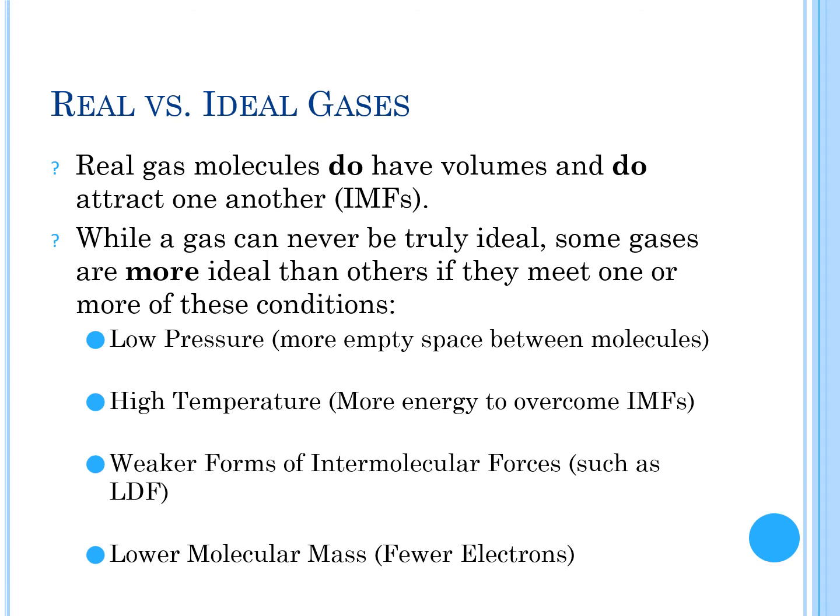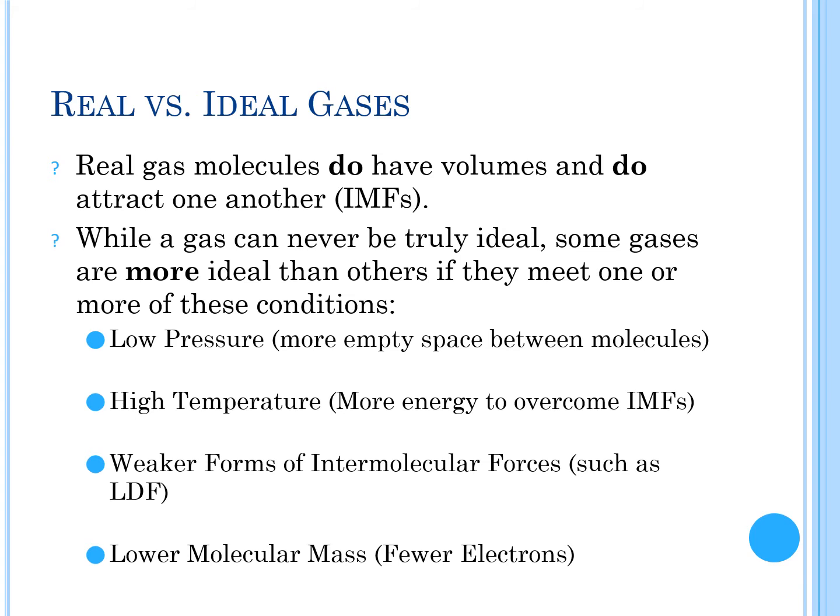Right. So let's look at real versus ideal gases. What makes something act in a more ideal manner in order to give us better results in our calculations? So in real life, real gas molecules do have volume and they do attract one another. We have to account for those IMFs. So while a gas can never be truly ideal, some gases are more ideal than others if they meet one or more of the following conditions. So looking at our theories, we can apply them and see what makes something more ideal.